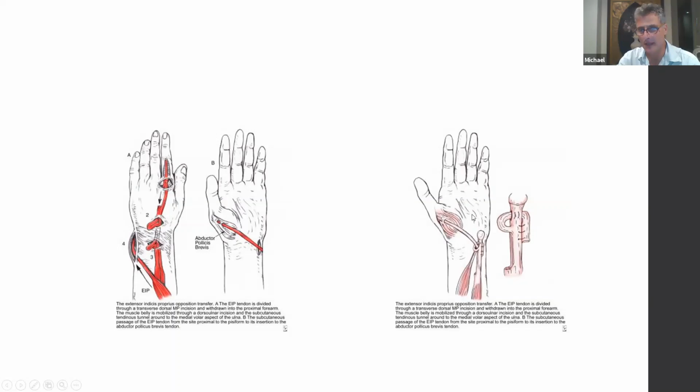And this is the FDS transfer, where the motor is the FDS, usually from the ring finger. The pulley, or the thing that helps to change direction, is a loop of the FCU. So then it can change direction to give full opposition, and the insertion is APB. But the more you want to pronate the thumb, the more you have to go over the top. In this operation, the most difficult part is the insertion for both of these operations. So that's the opposition transfer for the low palsy.